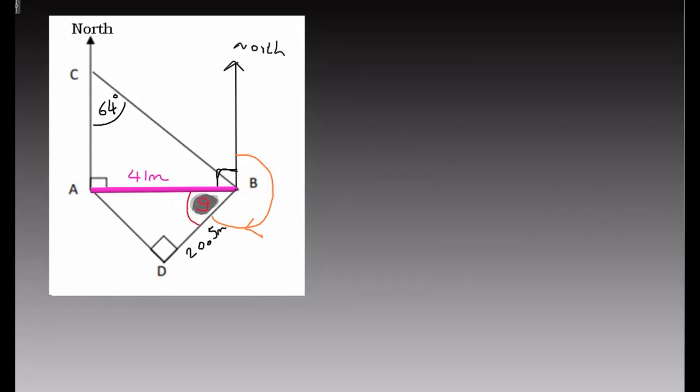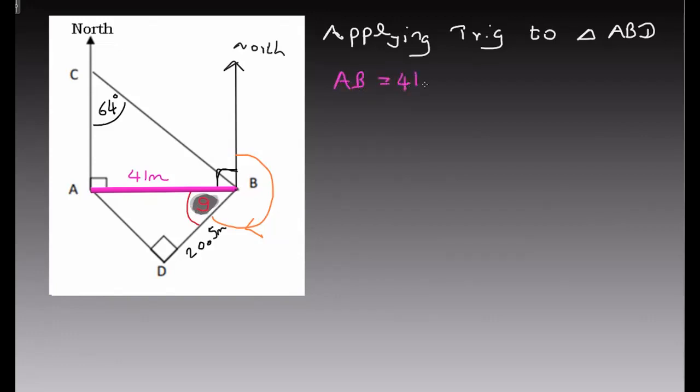So now what can we do? We can apply trigonometry to the bottom triangle ABD, trying to find angle G's value. So what are the lengths we know? We know AB, 41, which we found a while ago. And what's BD? 20.5.